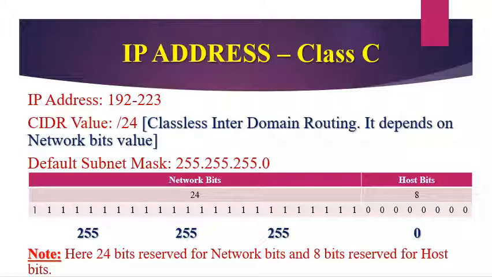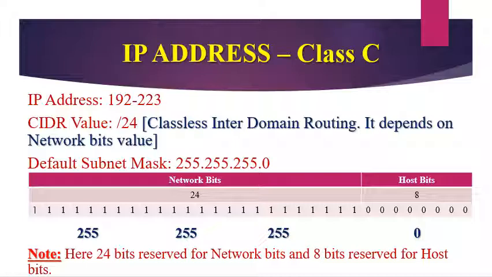Then what about the default subnet mask? The default subnet mask is 255.255.255.0, because from right to left all the 24 bit values are 1. If you convert every 8 bit value into a decimal value, you will get 255. That I already told you.